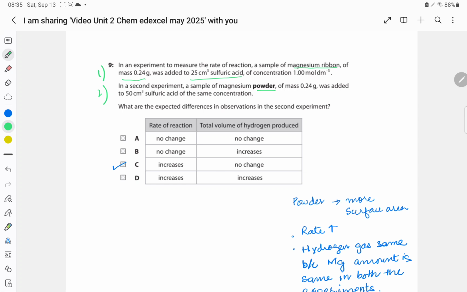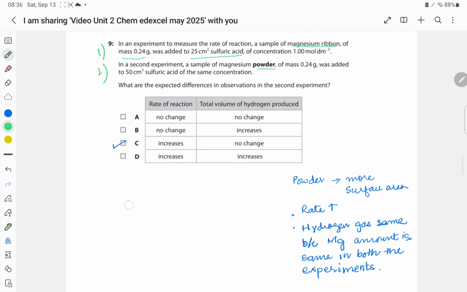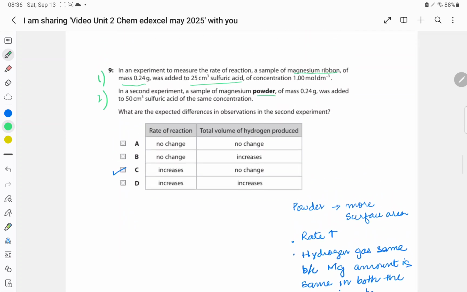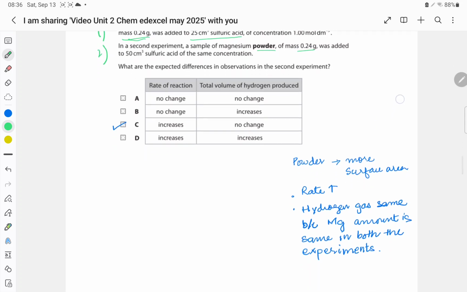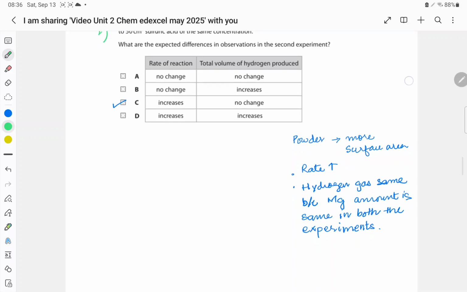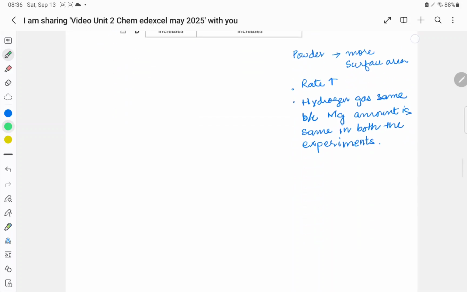Obviously because it's in a powder form, it will have more surface area to volume ratio, so the rate of the reaction obviously will increase. But the total volume of hydrogen produced is not going to change. Why? Because we have used the same mass of the reactant. The magnesium is of the same mass, so that's why the hydrogen gas will be the same. So coming back to the options, C is going to be the correct option.